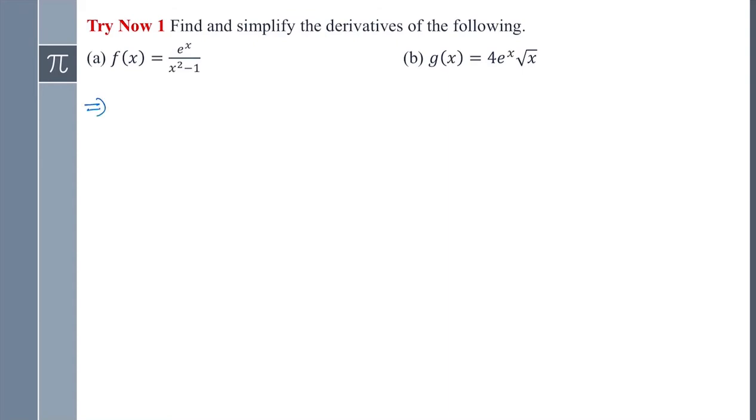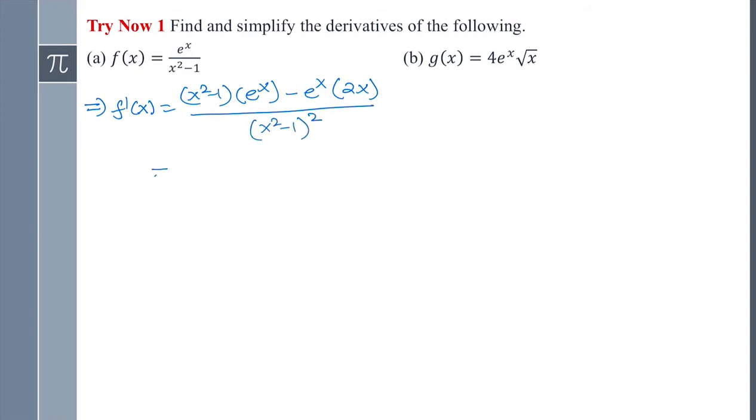So the derivative of this function is f prime of x equals the denominator, which is x squared minus 1, times the derivative of numerator, which is just e to the x, because the derivative of e to the x is just e to the x, okay? Minus numerator times derivative of denominator, which is 2x, divided by x squared minus 1 squared.